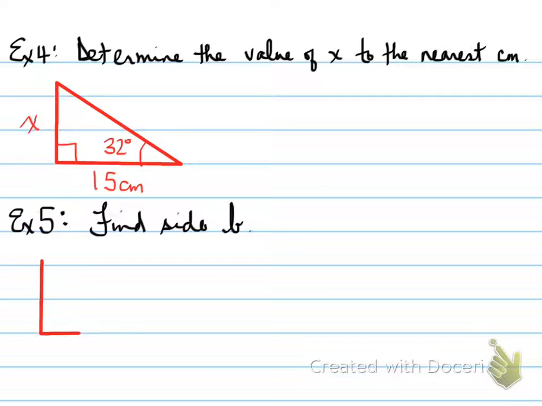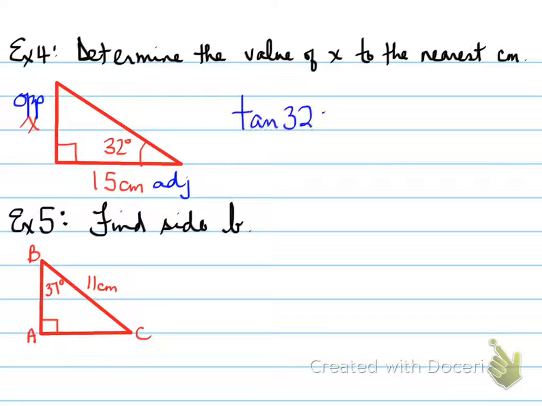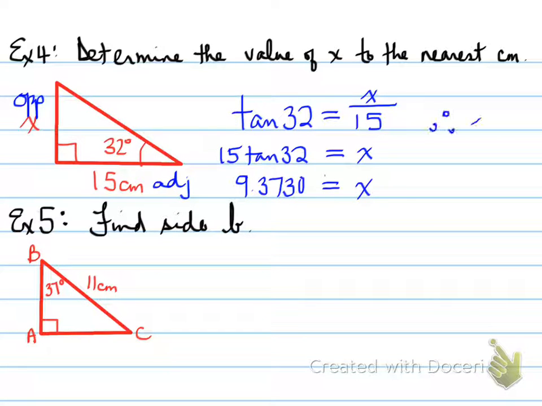Now, before we do that, let me show you example number 5 so that you have both. And we're going to go back and answer the first one in example 4. So this side is the opposite, and this side is the adjacent. So we label them, and we're going to use tangent because that gives us TOA. Tangent of 32 is equal to x over 15, opposite over adjacent. And we get x is equal to 15 times tan 32, which gives us a grand sum total of 9.3730. So therefore, x is close to 9 centimeters long.